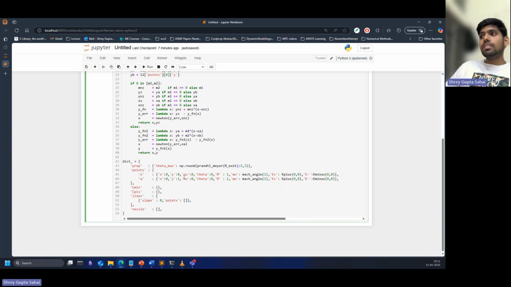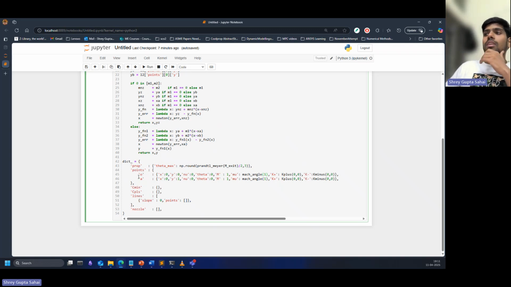Then associated with that there is also the Mach angle mu, which is sine inverse of 1 by M, and so we find the Mach angle. I should have given it as Mach angle of M, but that is fine. And then there will be K plus and K minus also. Again, for any given M and theta, you can find other properties.